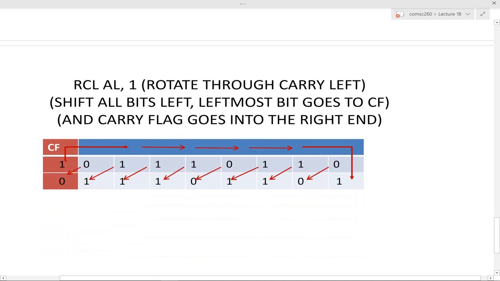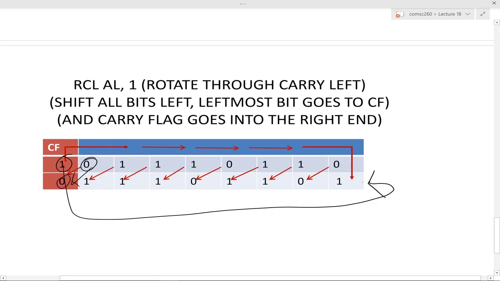Now, rotate through carry left also involves the carry flag in the rotation. The leftmost bit goes in the carry flag, and the carry flag comes in the right end. Remember, with rotate left, the leftmost bit went in the carry flag and also went in the right end, but in this case, with rotate through carry left, the carry flag is involved in the rotation. So the leftmost bit goes in the carry flag, and the carry flag comes in the right end.